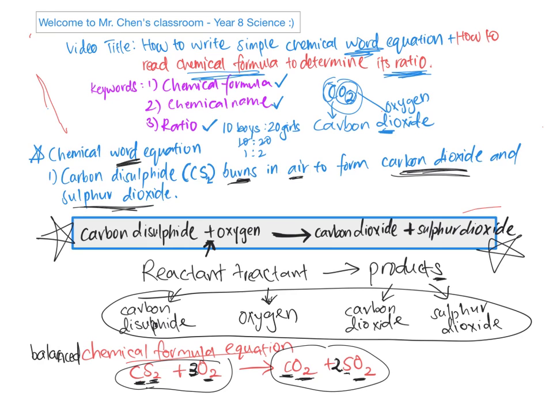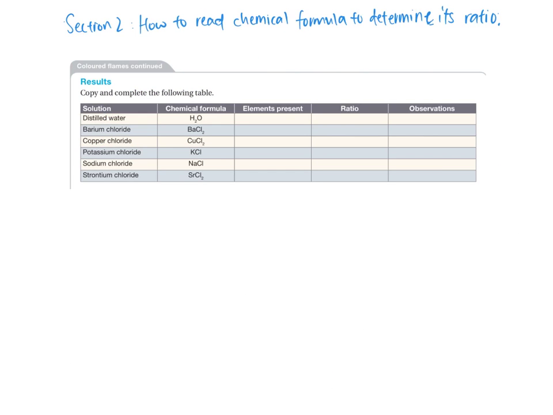Okay, so I'm going to jump into the next part on teaching you how to read the chemical formulas to determine their ratio. So here we have 1, 2, 3, 4, 5, and 6 different types of chemicals. Okay, and I've also provided you with the chemical formulas. So the first one we have distilled water, and second we have barium chloride, copper chloride, potassium chloride, sodium chloride, and strontium chloride.